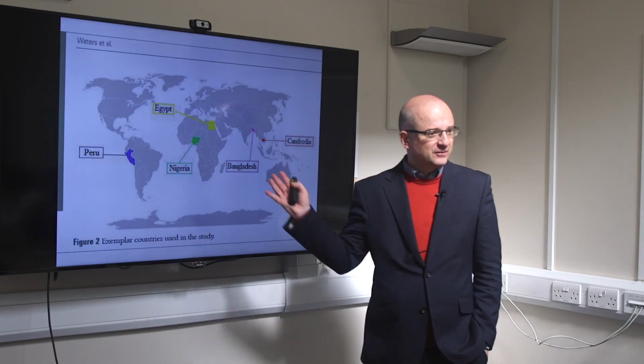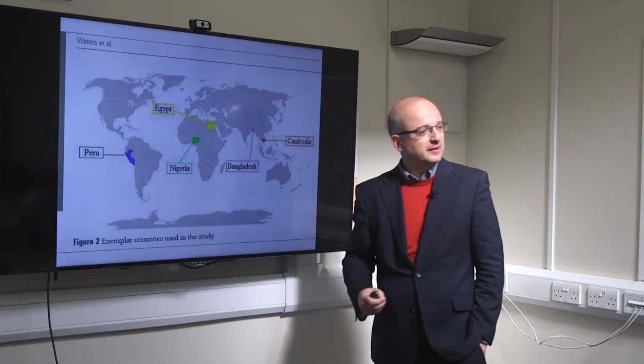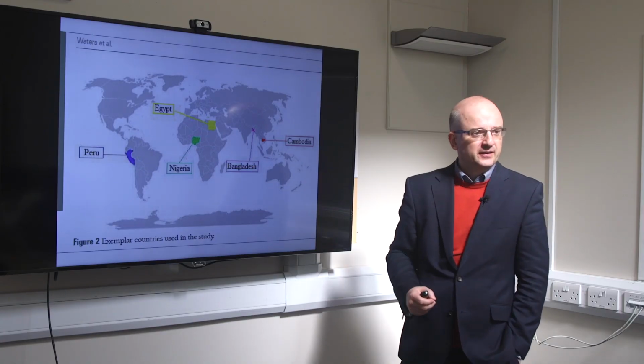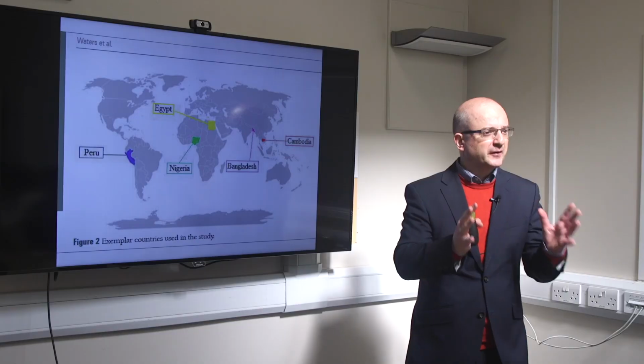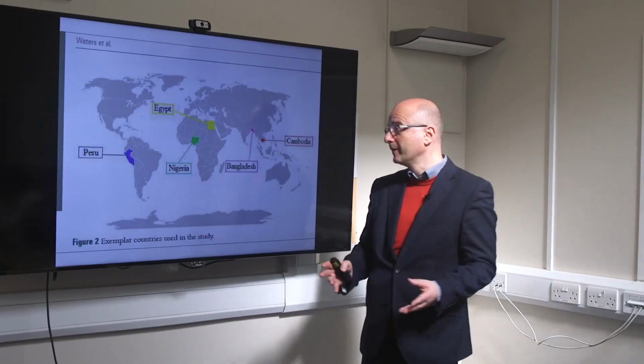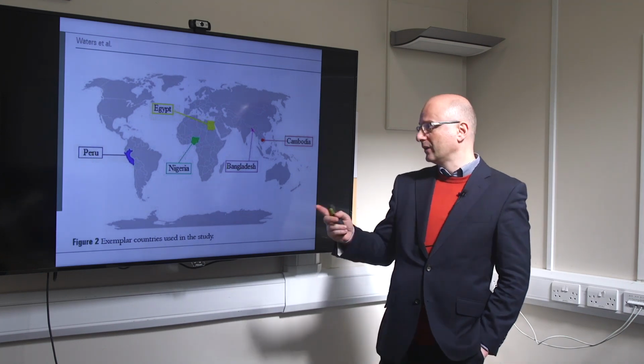But now, this was just a hypothetical graph. What really happens when you take some examples of the countries? So I've just finished the presentation of the conceptual framework, which was the first paper in Journal of Global Health in 2012. Now I'm moving to the second paper, that was December 2012.